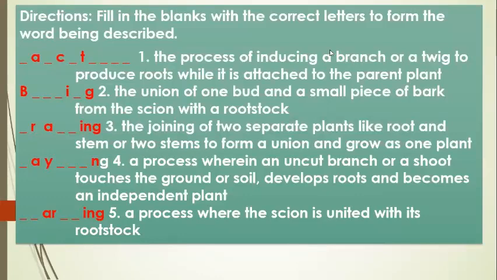So let's start with number one. The process of inducing a branch or a twig to produce roots while it is attached to the parent plant. So what method of propagation is being described in number one? This is the process of inducing a branch or a twig to produce roots while it is attached to the parent plant. Write down your answer.